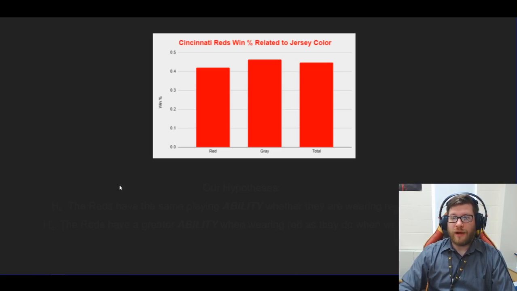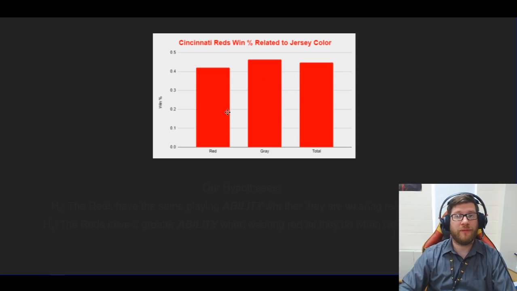So if we take a look at a graph, their win percentage when they wear red is lower than when they wear gray. And when they wear gray, it's actually higher than their total win percentage. So we might come up with some hypotheses. Just in general, we would probably think that jersey color wouldn't matter at all when it comes to whether a team is going to win or lose. But here, it kind of looks like it might.